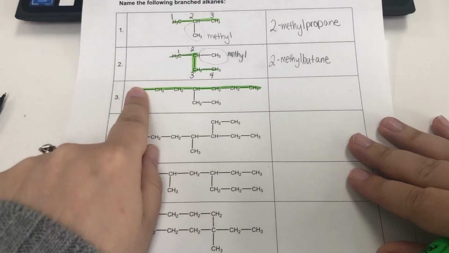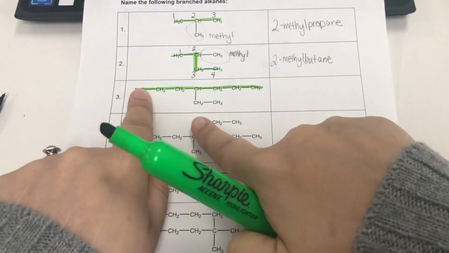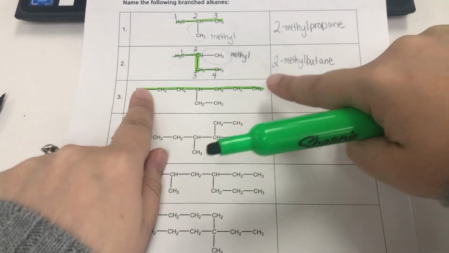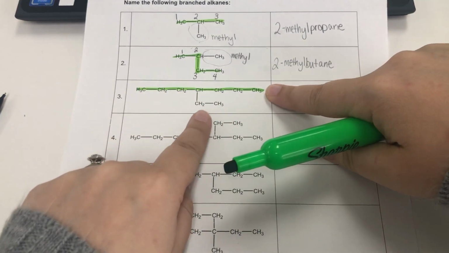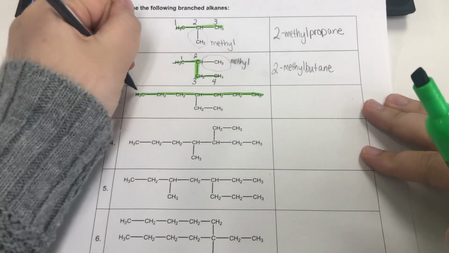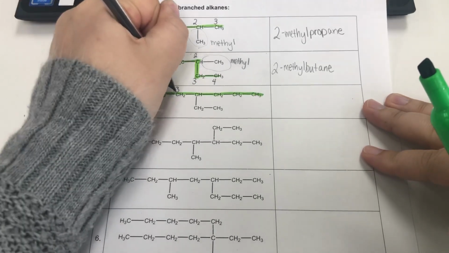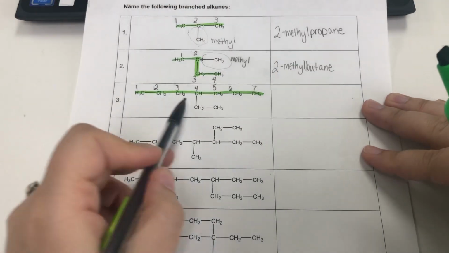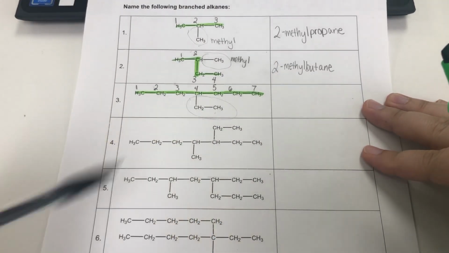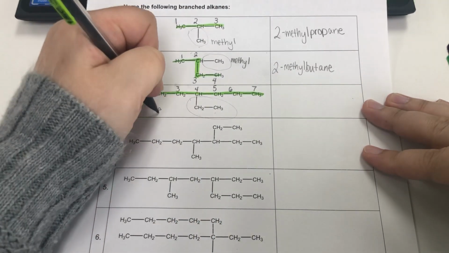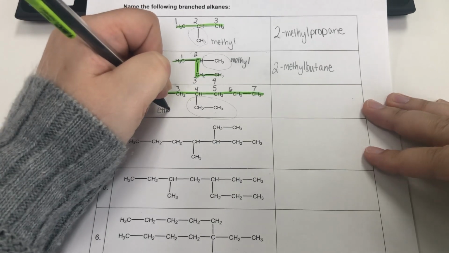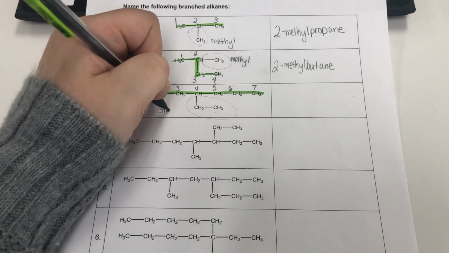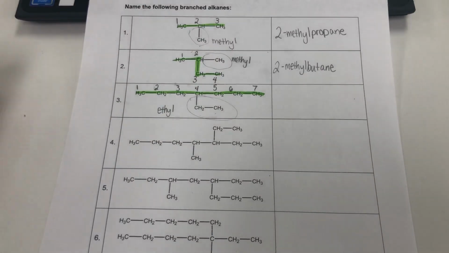And if I start numbering from the left, my side chain comes off carbon number 4. If I start numbering from the right, my side chain comes off carbon number 4. So it doesn't matter. I'm going to go 1, 2, 3, 4, 5, 6, 7. This side chain has 2 carbons. So 2 means ethyl, so this will be an ethyl group.